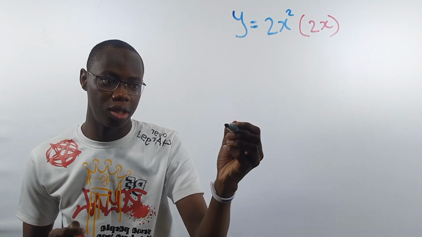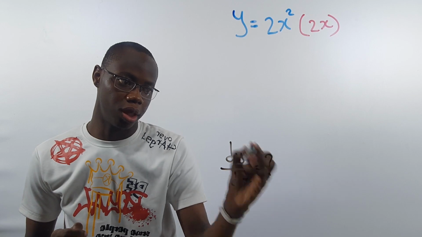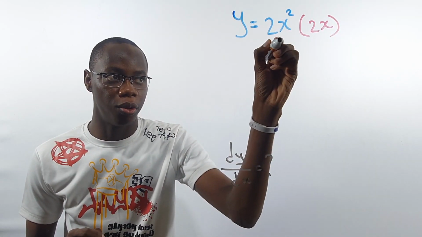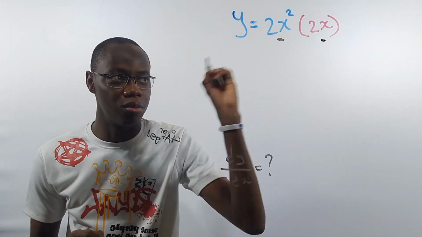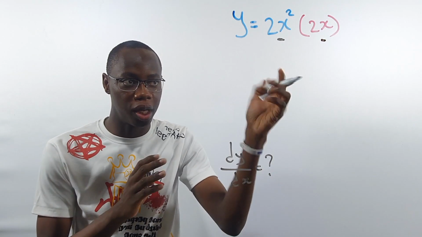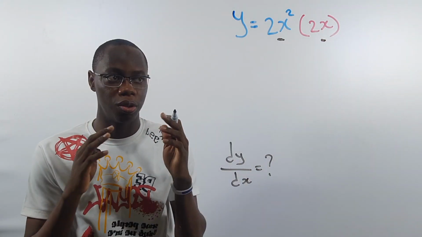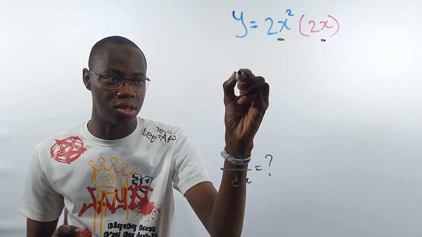Is this product rule, and why? They're asking us to find dy over dx, right? So why is this product rule? Remember, because we are multiplying one variable here by another variable. Once you are multiplying one variable by another variable, that is automatically product rule, and you can use the formula or you can do it the easy way. So let's use the easy way first so you can see how it looks.